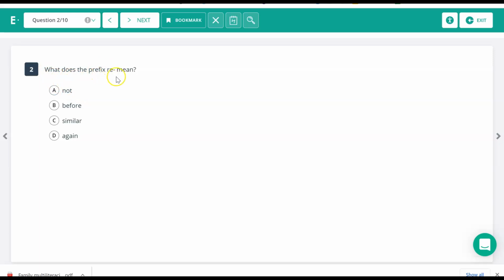Now, what does the prefix re mean? I'm going to give you some examples and then I want you to choose what re means. Like replay. Replay means to play again. Redo means to do again. Revisit. What does re mean? Choose the word that fits best. Then click next.